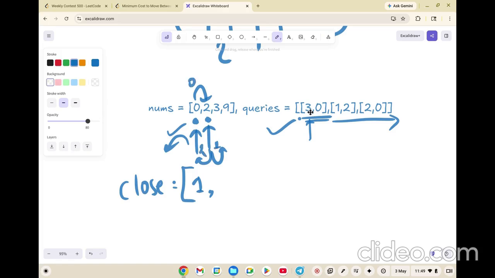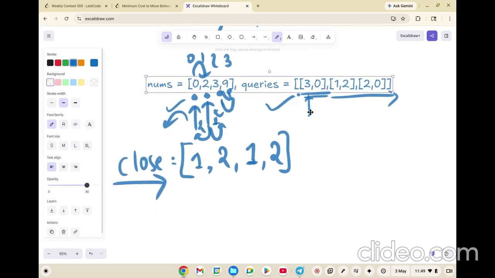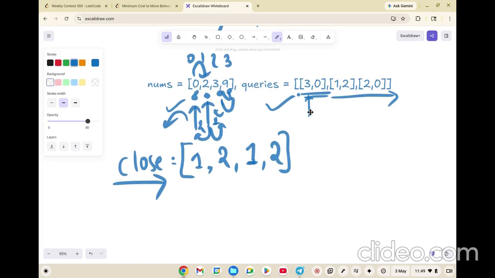Now let's see this query. This first query says you are standing at 3, right, and you want to go to 0. So let's say you are standing at this position. If you want to go to, let's say, 0, right? First thing you should observe is that you can directly jump from index 3 to 0, and that will cost 9 minus 0, which is 9 rupees, right?